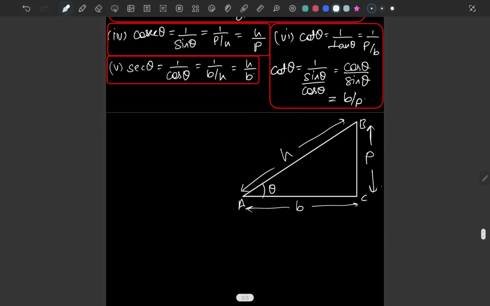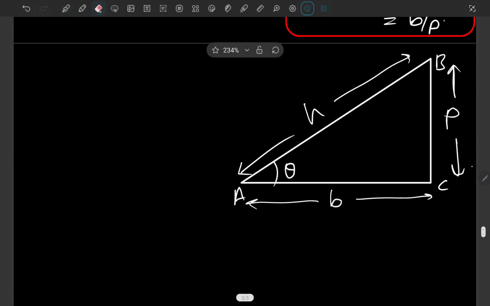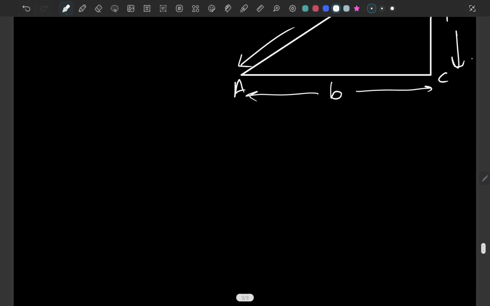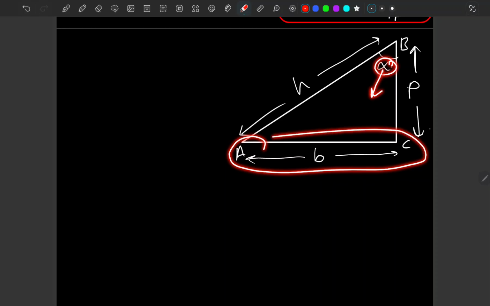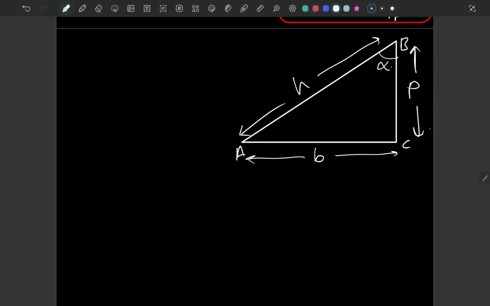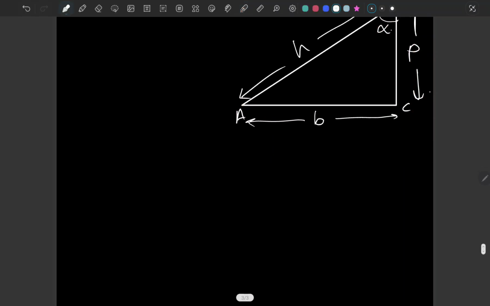Now basically let's just erase this theta here, and let's consider this angle alpha. For alpha, again I told you that the side which is exactly in front of this alpha would be considered as perpendicular. It means this AC is perpendicular for this alpha, and BC, which is p, is base. So our perspective is going to change here.